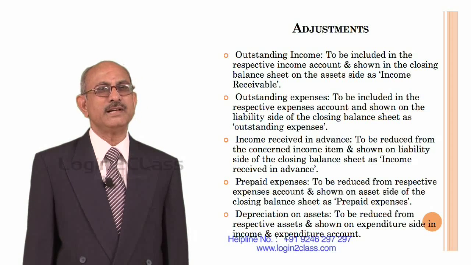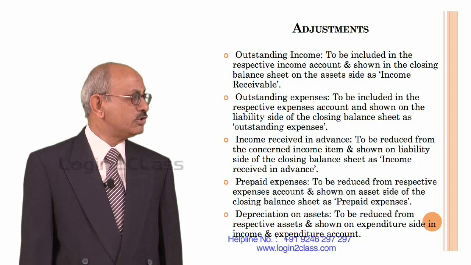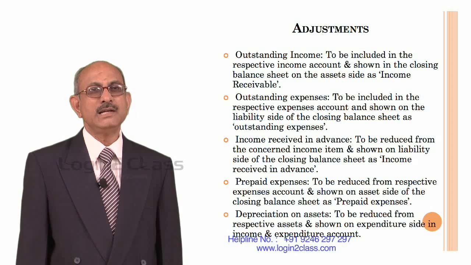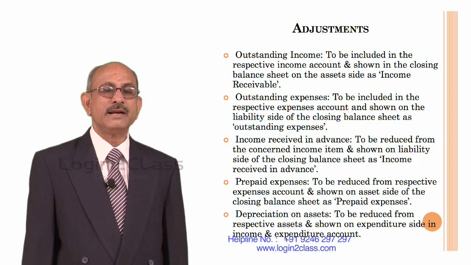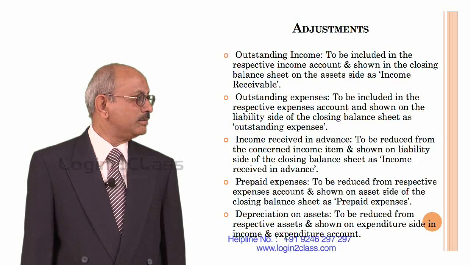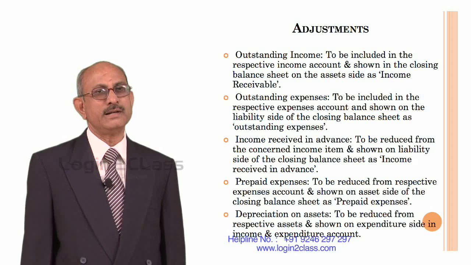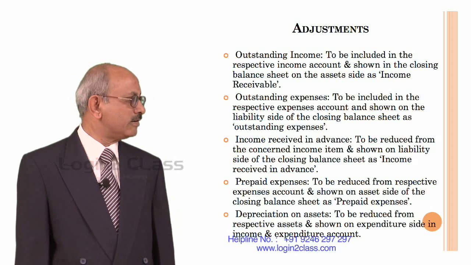Similarly, income received in advance does not relate to the current year. So, it has to be removed from the income item. That means, it cannot be shown in the income and expenditure item, and since it is an item received in advance, it will be shown on the liability side of the balance sheet. That means, it is owing by the entity to somebody else who has paid that advance.